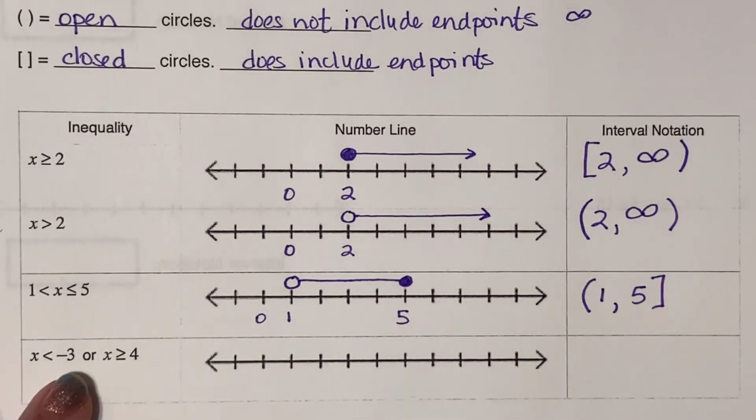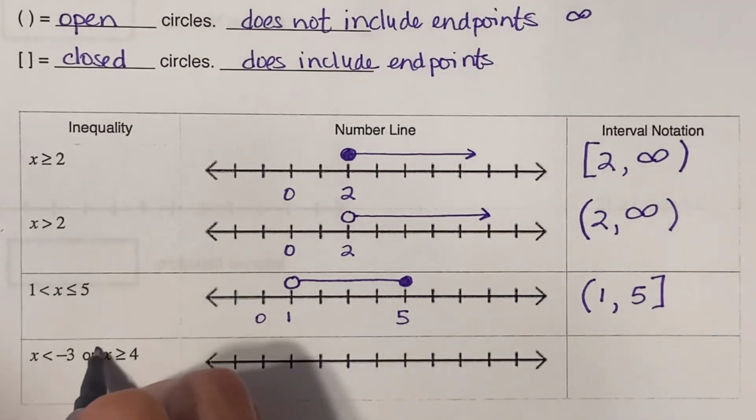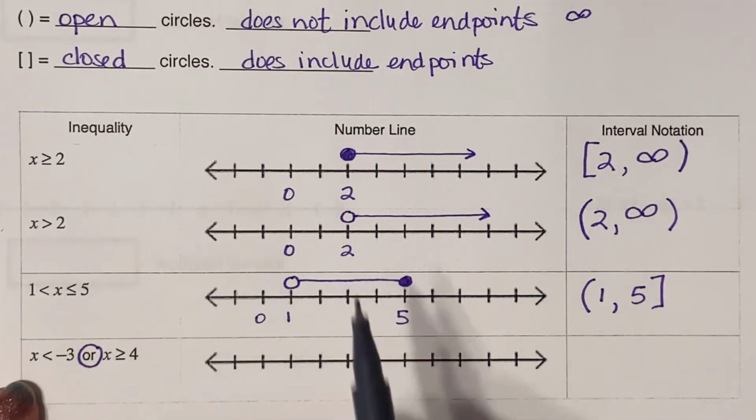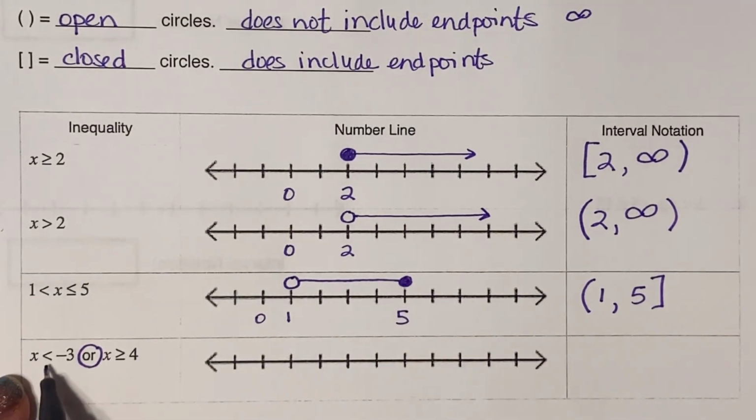All right, my next one is a little bit different because I have an or here. I have two different cases. x is smaller than -3, or x is greater than or equal to 4.